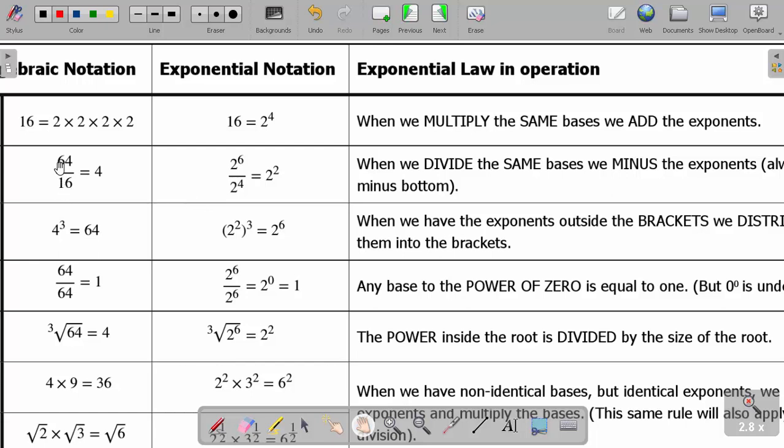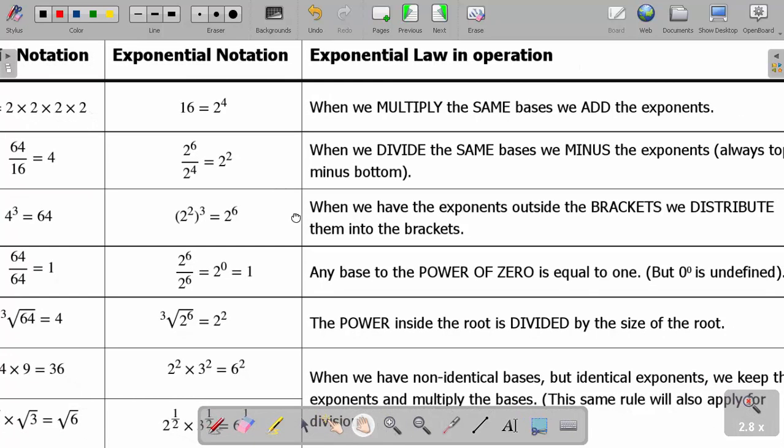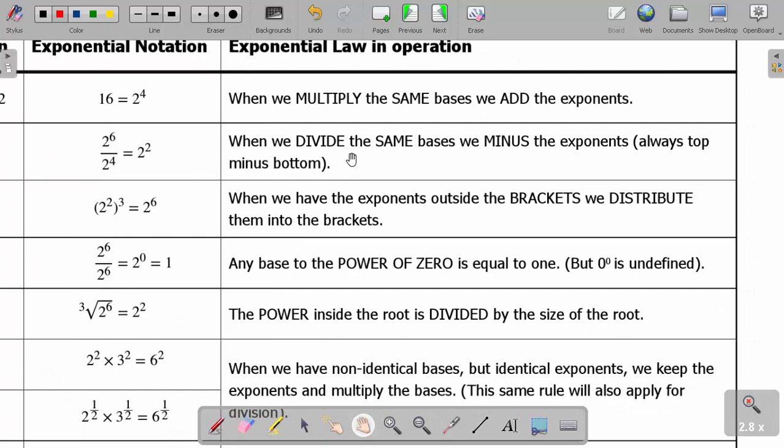Another illustration is 64 divided by 16. That's the algebraic notation, gives us 4. Now when I come here, I can write it as 2 to the power 6 for the 64 divided by 2 to the power 4 for the 16. And then in this case, I must get 4 like you see it here. This is 2 squared, which is 4. But how do I get this 2 squared? This square I get by subtracting the exponents, that is to say 6 minus 4. So the exponential operation is, we say that when we divide the same bases, we minus the exponents. That is always top minus bottom.